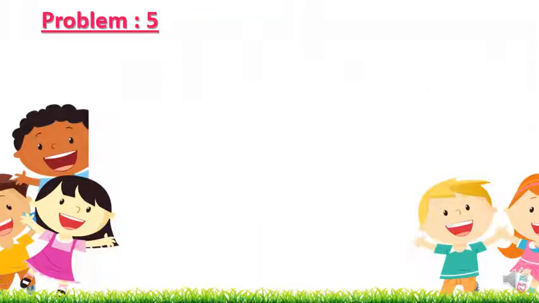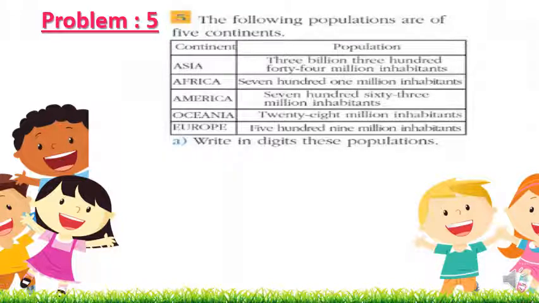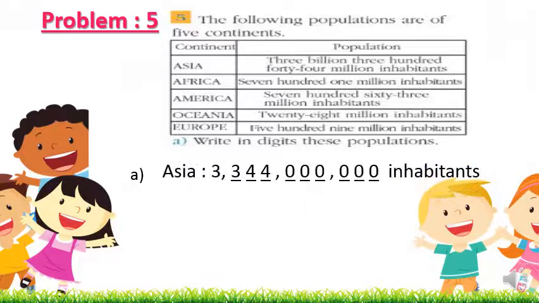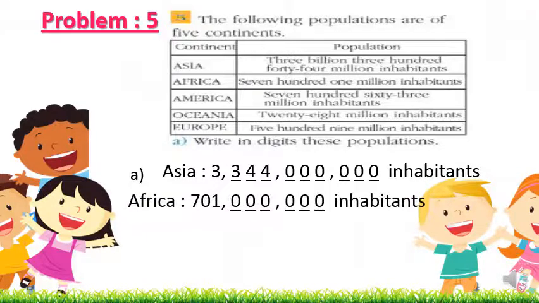Okay, going to the last problem in our lesson, which is problem number 5. The following populations are of 5 continents. Continents means قارات. Okay, these are the continents and their populations. A. Write in digits these populations. Starting with part A. Asia has 3,344,000,000 inhabitants. Inhabitants means the number of people living in this continent. 3,344,000,000. Look, I didn't forget to use the dashes. Africa has 701 million. Put 701, and for million we put 6 zeros.